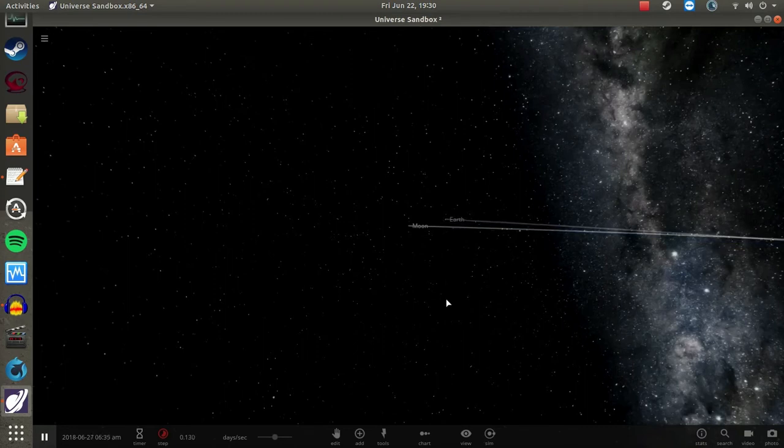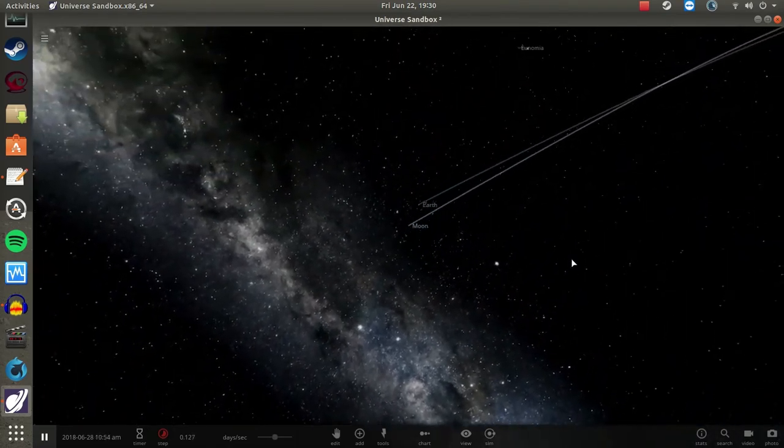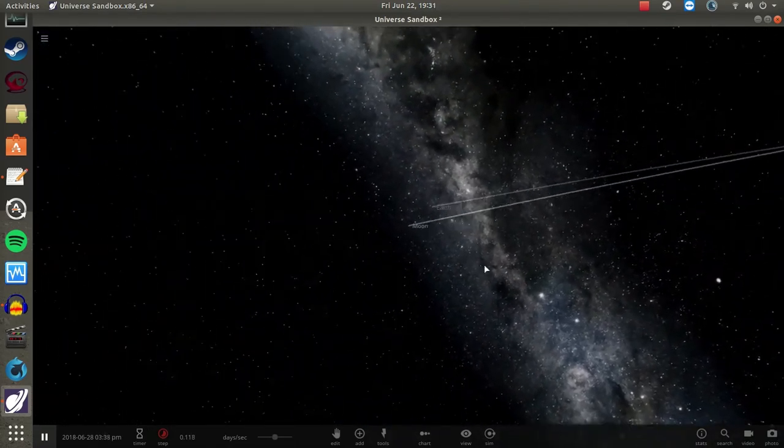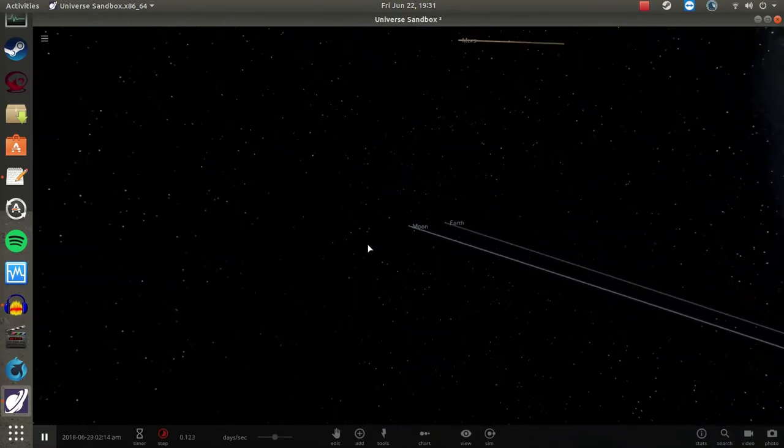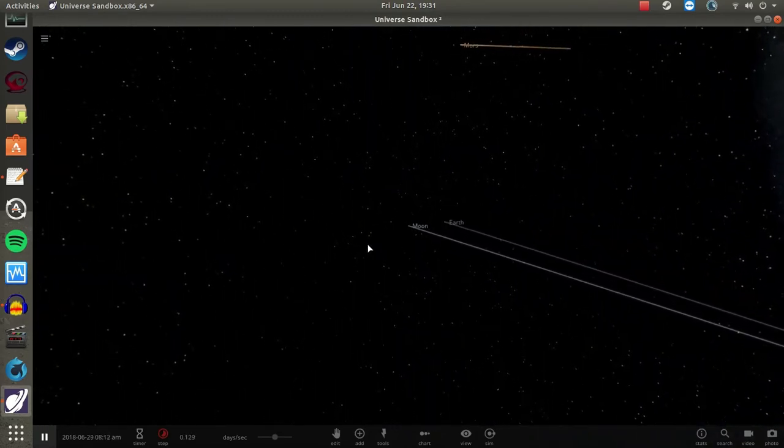That looks like 0.1 days per second. That's okay, it's still fast enough. But here they are orbiting together. Now the moon is in the lead and the Earth is drafting, I guess. You can see where it came from. The Earth was on the inside. Now the Earth is working outside of the moon.